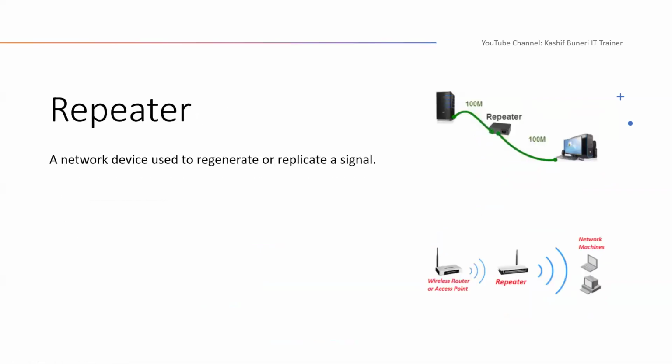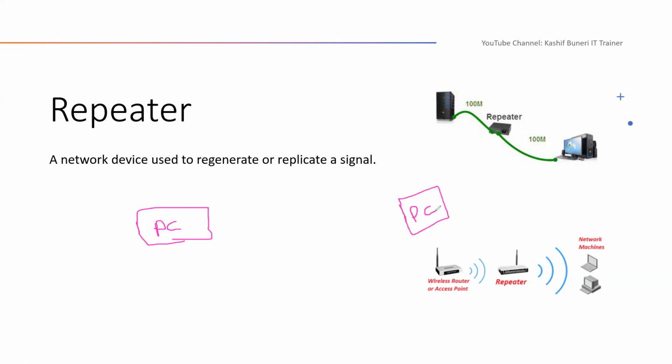What is a repeater? Let's say you have 2 computers. You have computer number 1. My mouse is not working properly today, so my handwriting will be very bad. And you have computer 2, and you want to connect these 2 computers with each other.